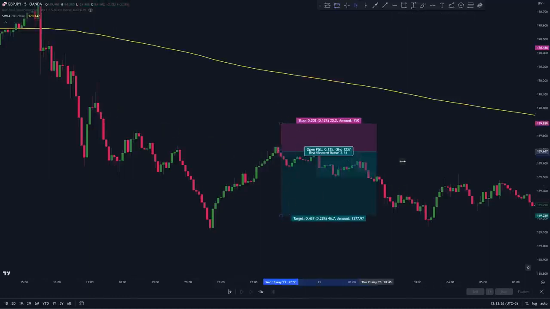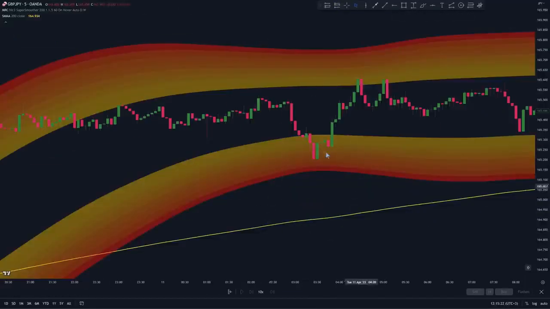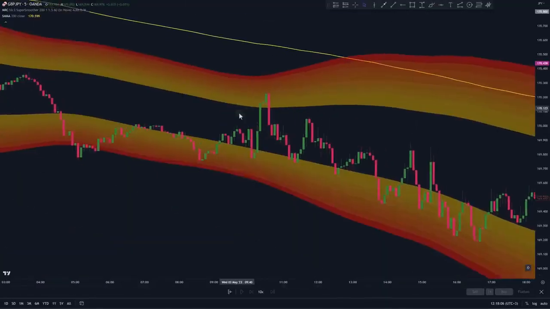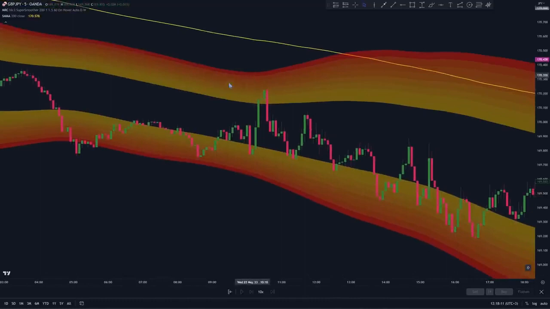So combining these two indicators, we could take a long trade every time the price pulls back and rejects off of this lower channel, as long as both the price and the lower channel are above this moving average. For a short trade, the price needs to pull back and reject off of this upper channel as long as both the price and the upper channel are below this moving average.